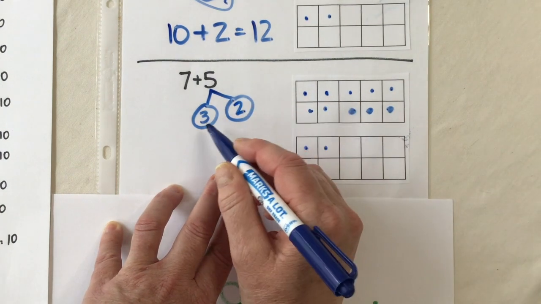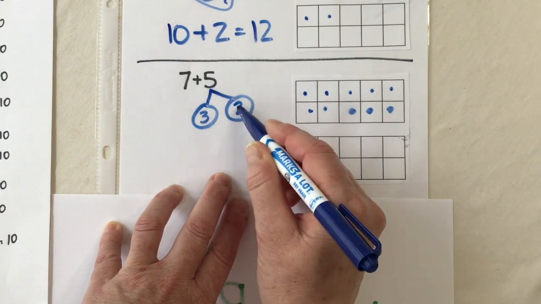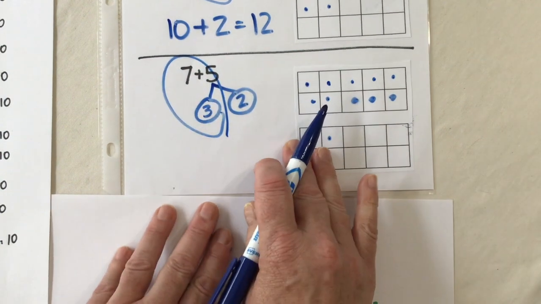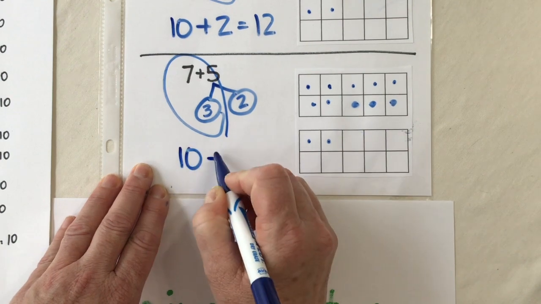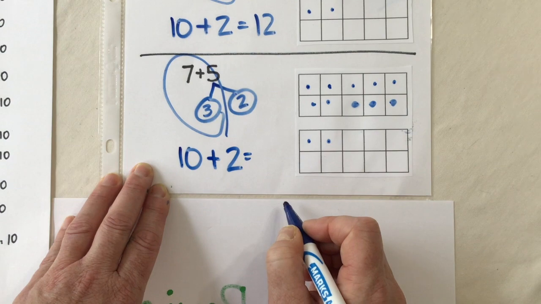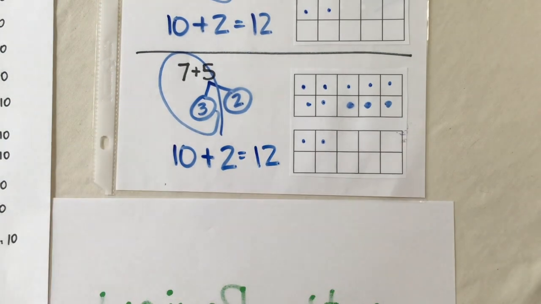Hey, look at my number bonds. 3 plus 2 is 5. So here's my 10 that I needed. 7 plus 3 is the same as 10 plus 2. And the answer is 12. Okay.